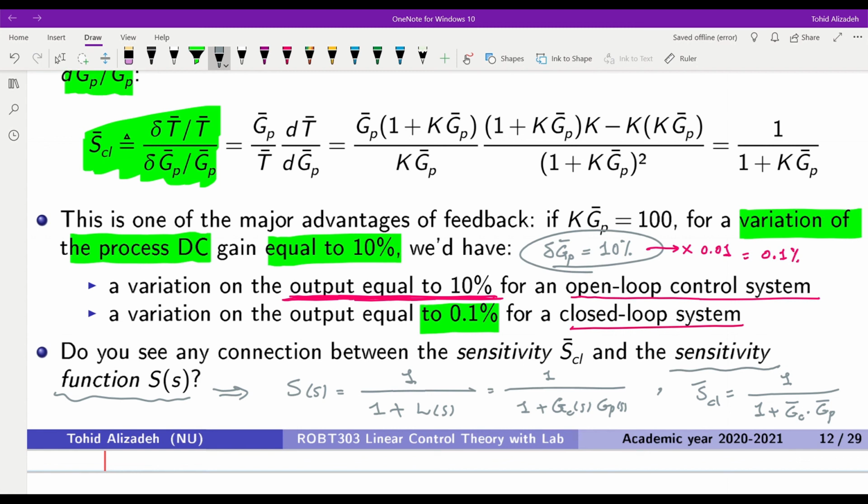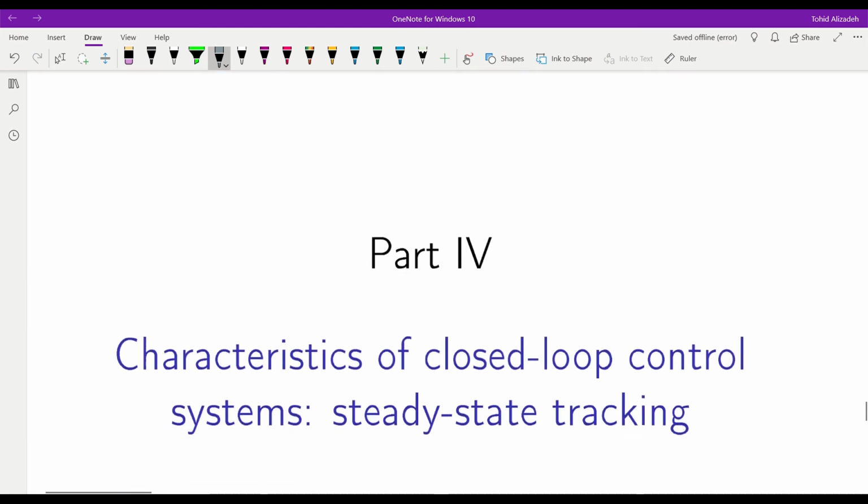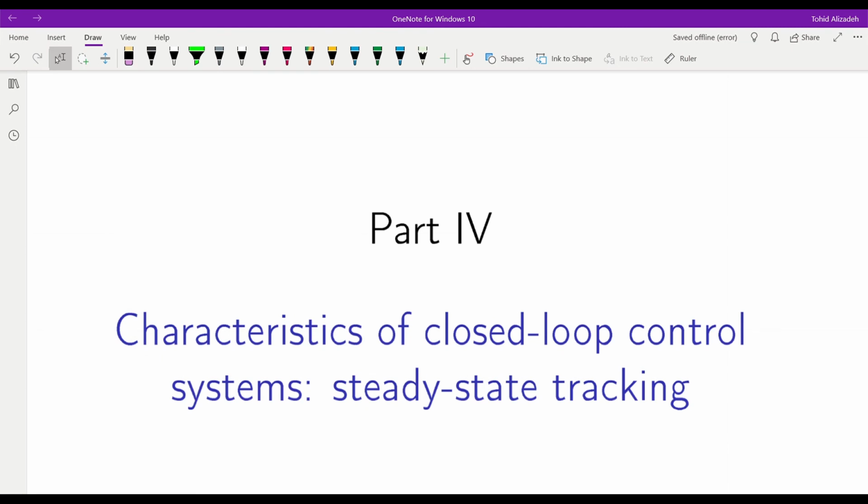In the next lecture, we will have analysis of the closed loop systems in the steady state case for tracking. So this will be the topic for the next lecture.